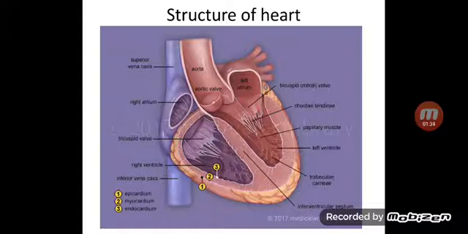And as you know, the heart consists of three layers. The outer or external layer is the epicardium, the middle one is the myocardium, and the inner one is the endocardium.